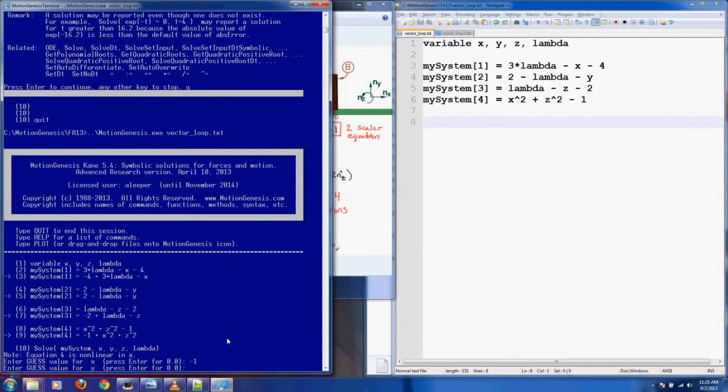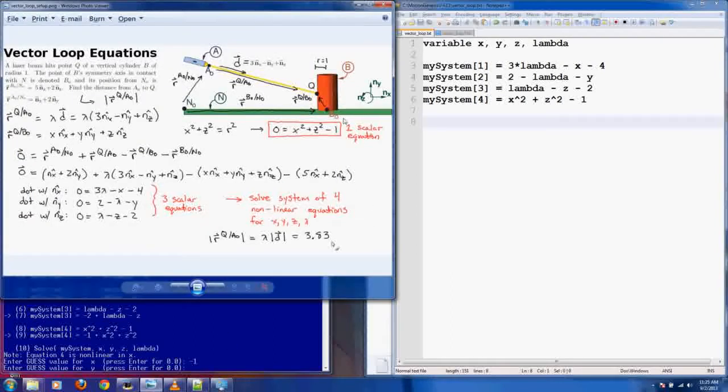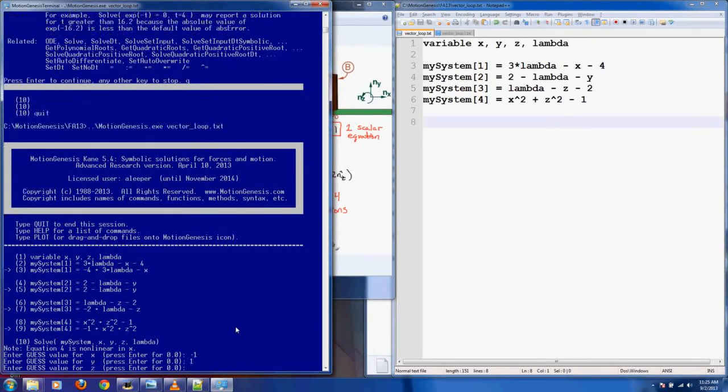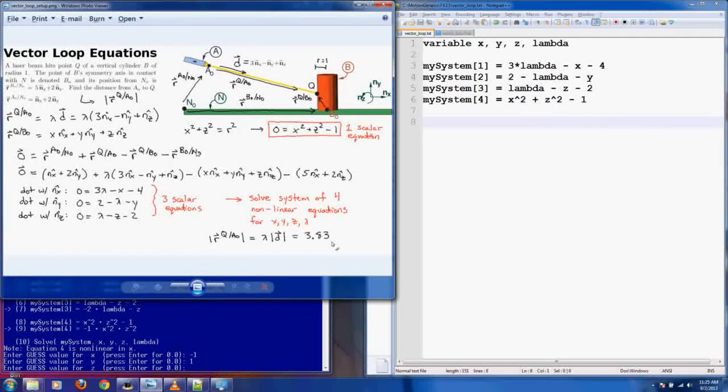We also need an initial guess value for y. So it looks like y is going to be some positive value. So let's pick 1. And then it needs a guess for z. And again, for z, it looks like the nz value out here at Q is probably also positive.